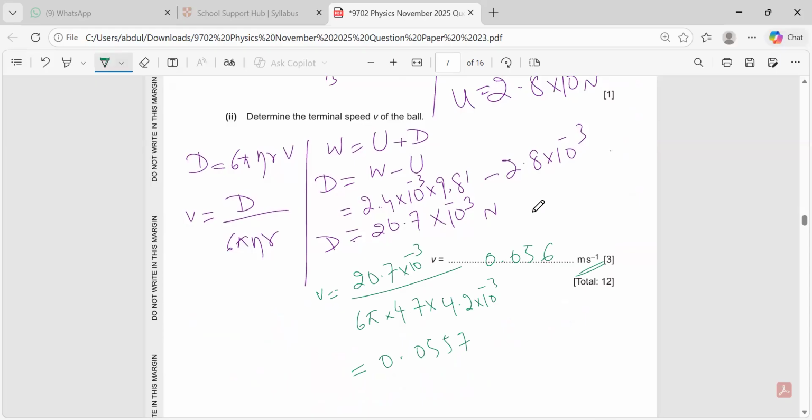And it was 3 marks because there were 3 steps. First of all, making the equation, then finding D, and then placing the values and getting the value of terminal velocity. If any one of you is having any question here, please feel free and you can ask me.